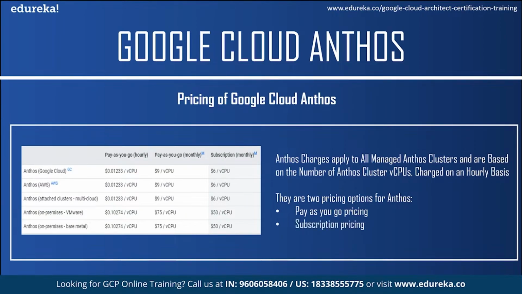The next type of pricing option is subscription pricing, which provides a discounted price for a committed term. Your monthly subscription covers all Anthos deployments irrespective of environment at their respective billing rates. Any usage over your monthly subscription fees will show as an overage in your monthly bill at the pay-as-you-go price listed here.